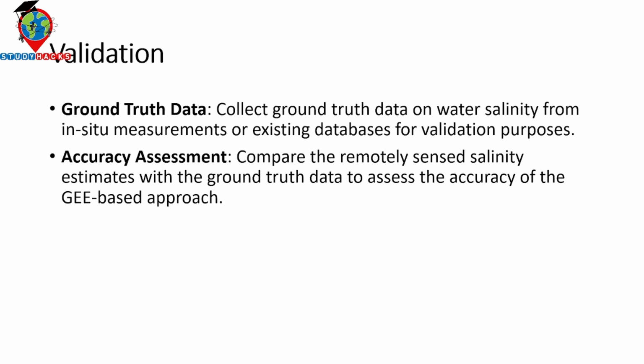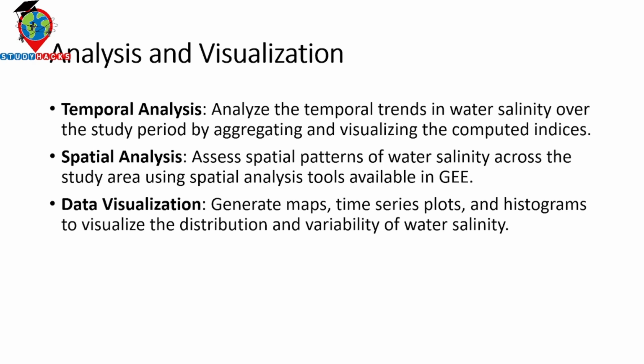Okay. So now we have also talked about some validation after creating this map, and then further we try to analyze and visualize. Basically we can get three types of visualization. One is the temporal analysis. Temporal is mainly a time series chart, or a temporal trend in water salinity over the study period by aggregating and visualizing the computed indices.